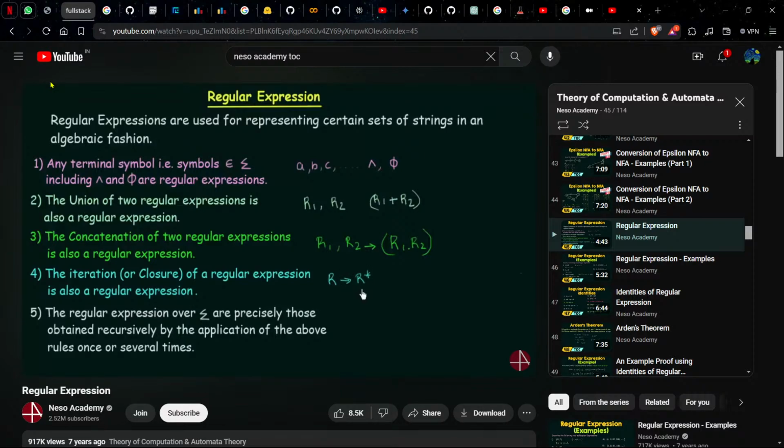I've already discussed this closure in one of our previous lectures, but let me just repeat it again. Suppose we have a symbol A, and then the closure of A, represented by A star, will be everything that you can form using this A. So it includes the empty symbol as well as A, AA, and so on. Everything that you can form using this A will be an infinite set. So that is the closure of A. So if A is a regular expression, then its closure will also be a regular expression. So that is what this fourth point is telling us.